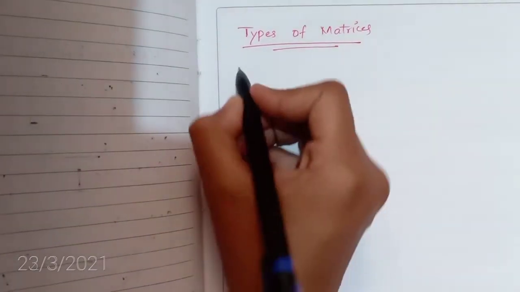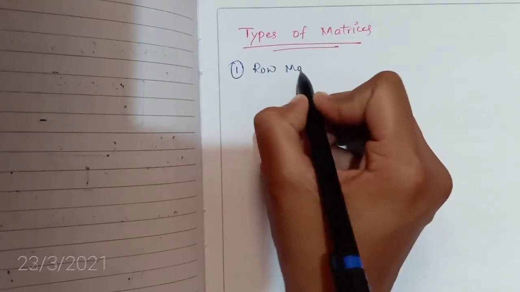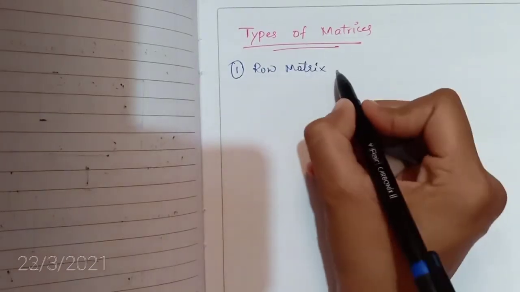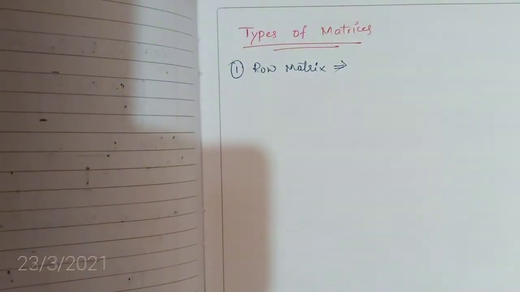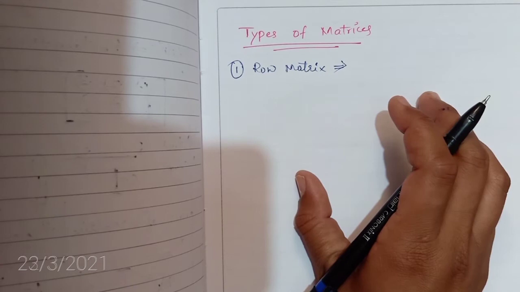So types of matrices, the first one that we are going to learn is a row matrix. What do you mean by row matrix? Any matrix where there is only a single row. The number of columns can be more than 1, but the row is always 1.